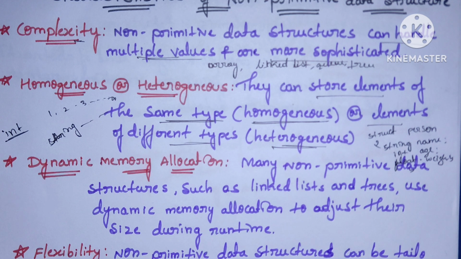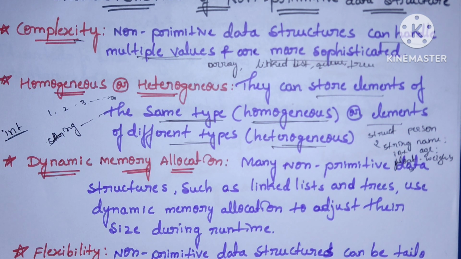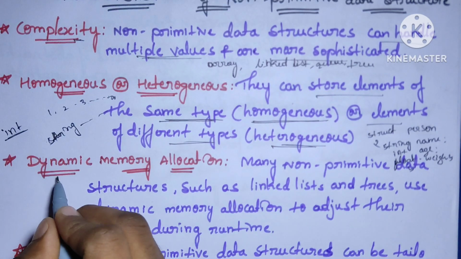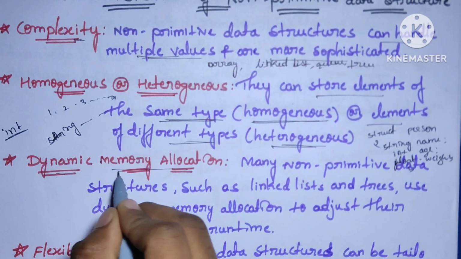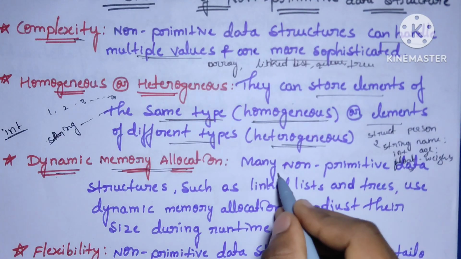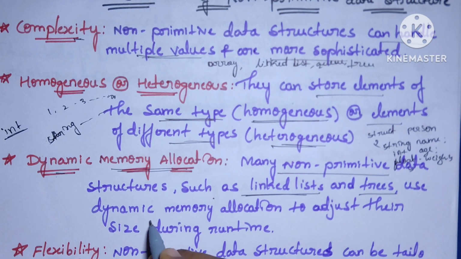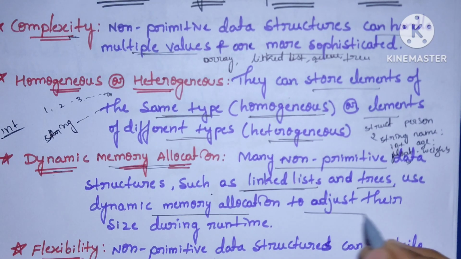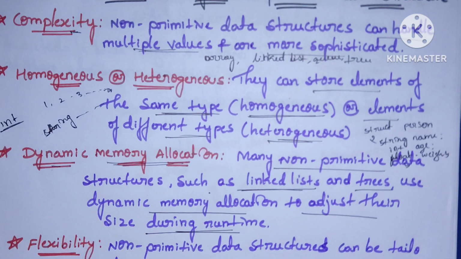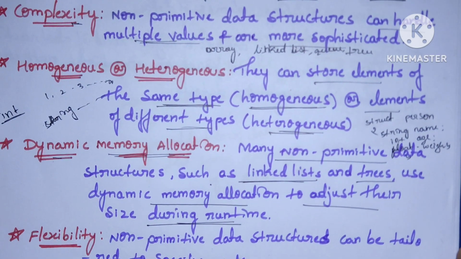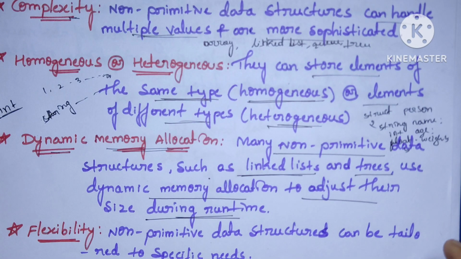Dynamic is nothing but storing things during the execution. While during the execution we are assigning and storing values. So dynamic memory allocation is also there in non-primitive data structures such as linked lists and trees, which use dynamic memory allocation to adjust their size during runtime. So this is one of the characteristics of non-primitive data structures.